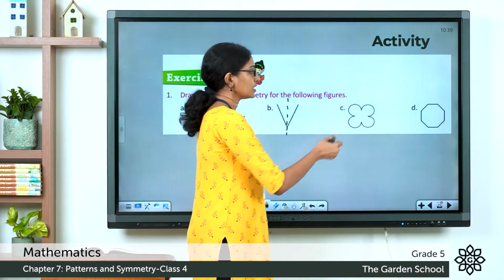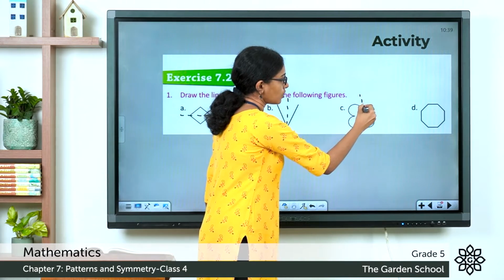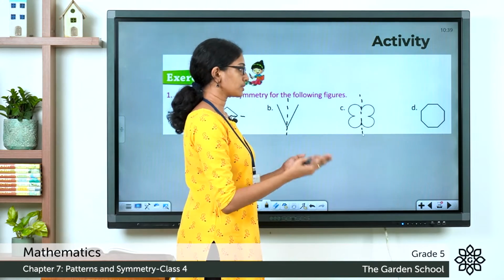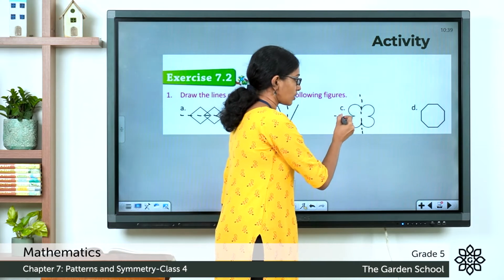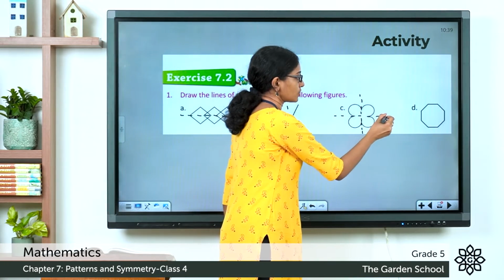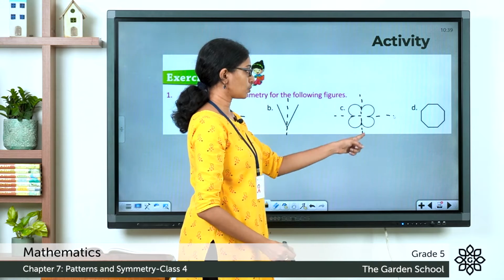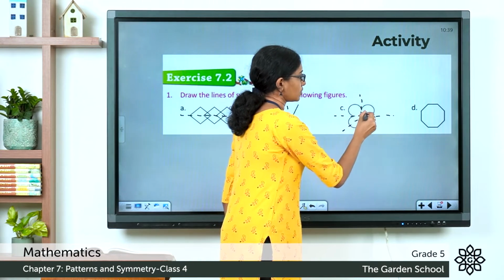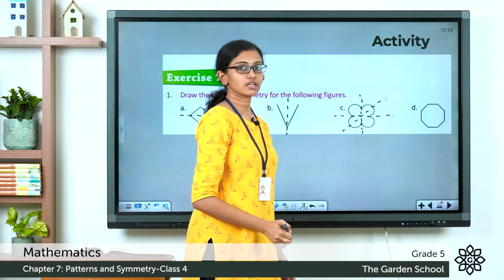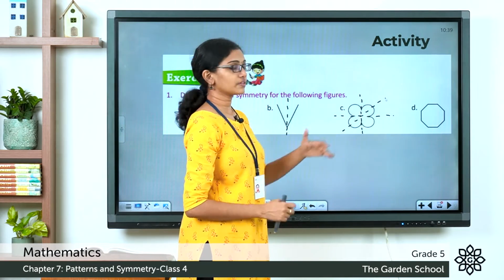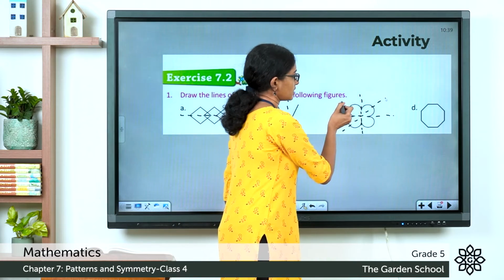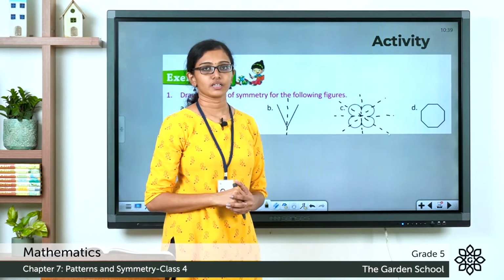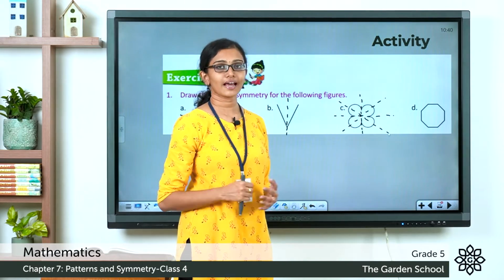Now the third question. For question C, you can have more than one line of symmetry. See, if you divide it like this, it will be divided into equal halves. You can also have a line of symmetry like this, a horizontal line of symmetry, whereas this is a vertical line of symmetry. Now, see, what if we draw a line of symmetry like this? This will also divide the figure into identical halves. Now, this way also you can draw a line of symmetry. So, for this figure, we can have four lines of symmetry.